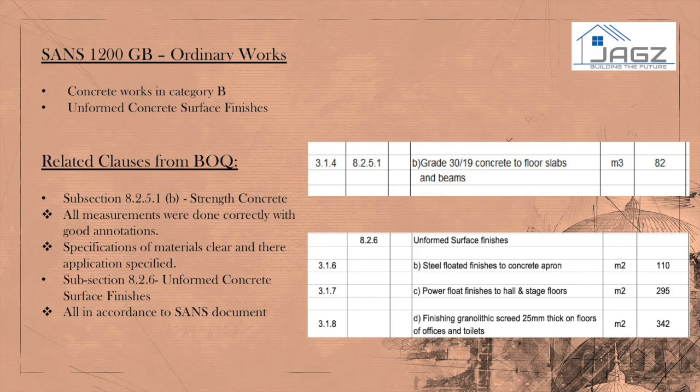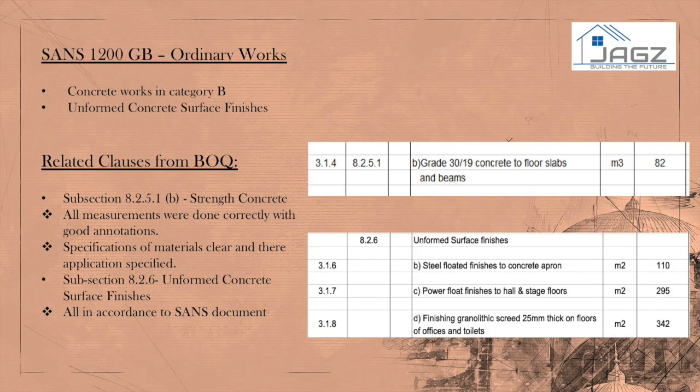Subsection 8.2.6 Unformed concrete surface finishes. SANS 1200 GB categorizes unformed concrete surface finishes into four main sections, namely wood floated finishes, steel floated finishes, power floated finishes, and other special types of finishes. This section is linked to clause 5.3.10.1, which specifies that exposed surfaces of concrete not finished against forms shall be brought up to level with suitable screed boards. The unit of measurement is meters squared.